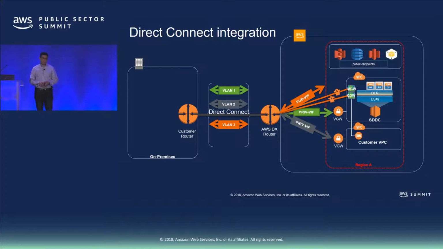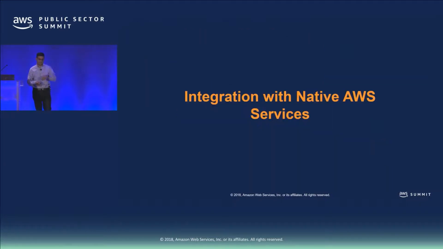If you want to enable connectivity to your normal VPC, you'll simply create a private VIF to your VPC to enable that connectivity. It's not going to work by connecting to the SDDC cluster and then getting to your VPC from there.